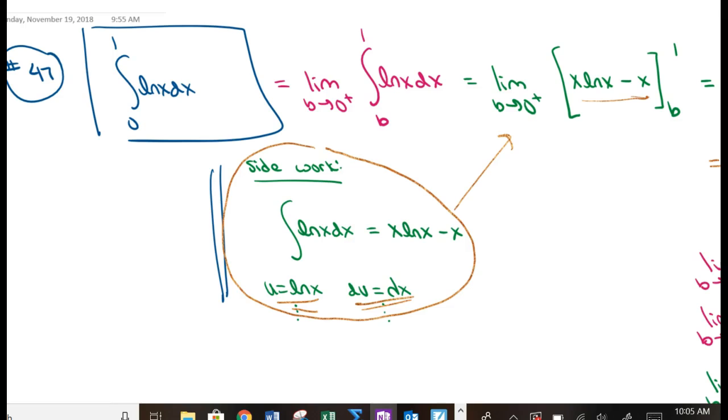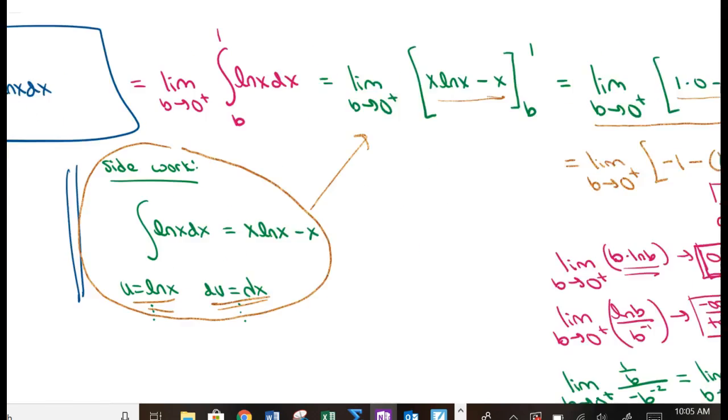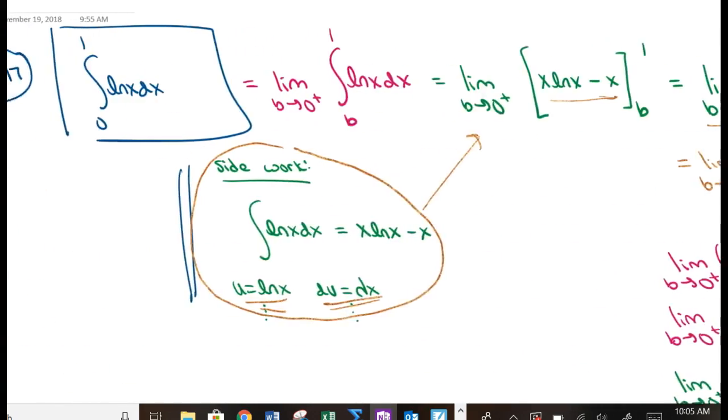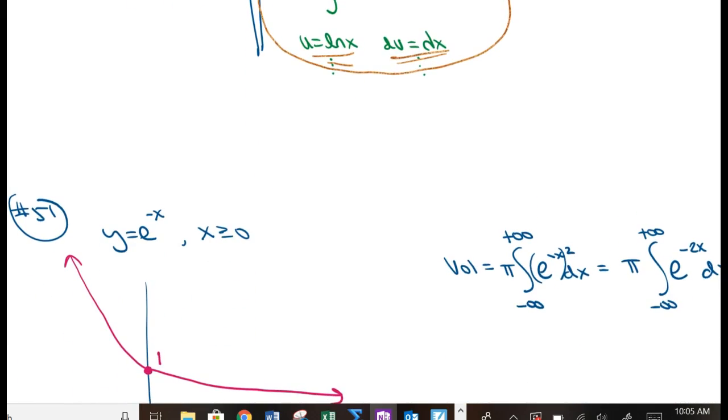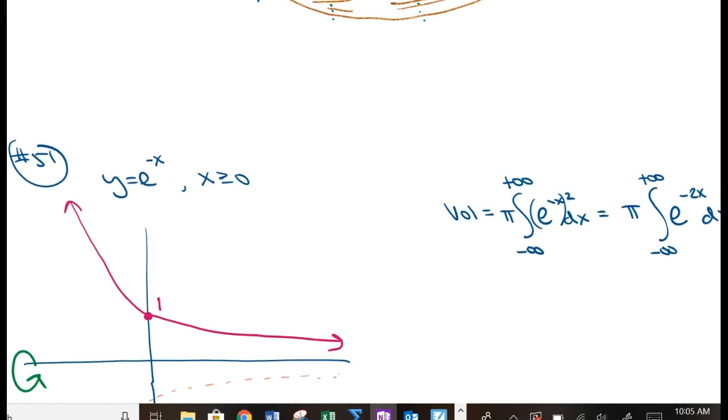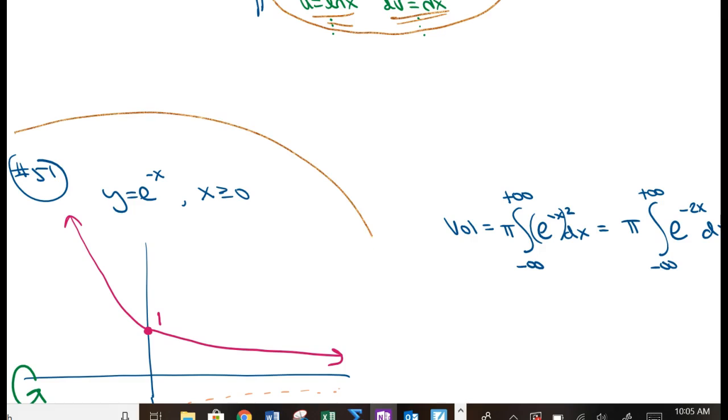More cumulative than the lesson of the day, all right? So that was an excellent question. Let's talk about 51. 51 asked you to do a volume problem, okay? So let's look right here for right now. Here is the question, and the wording was so clear.